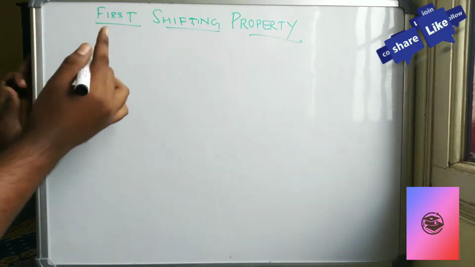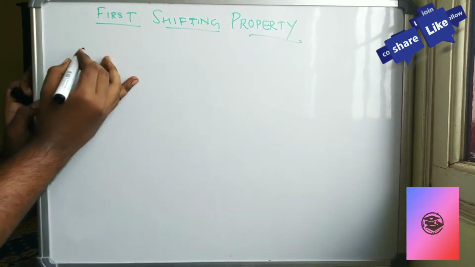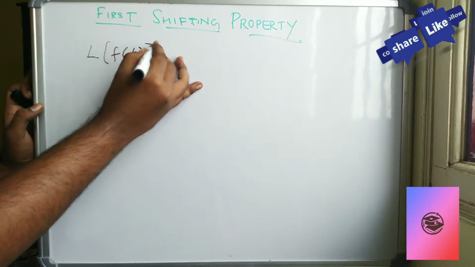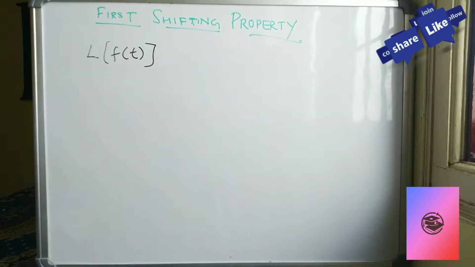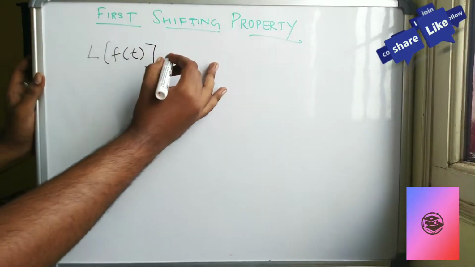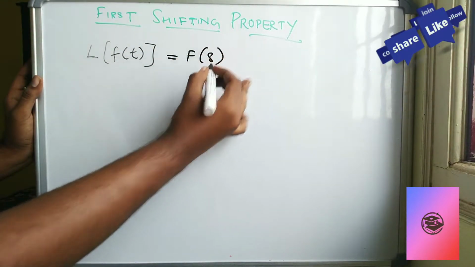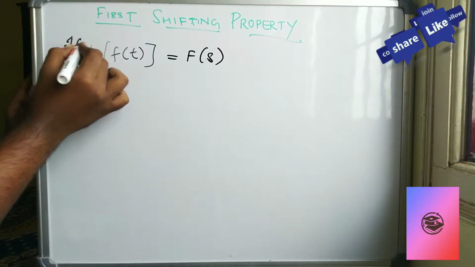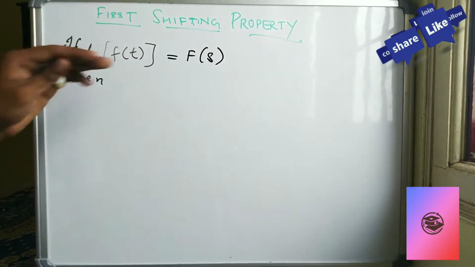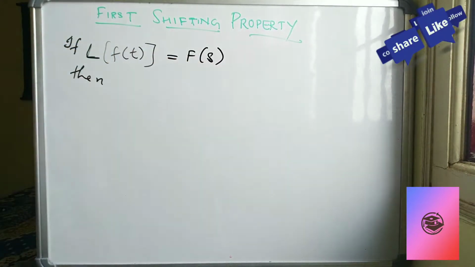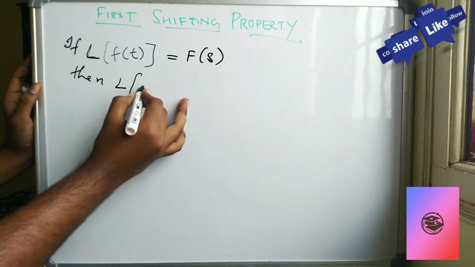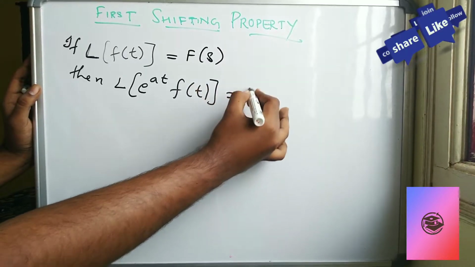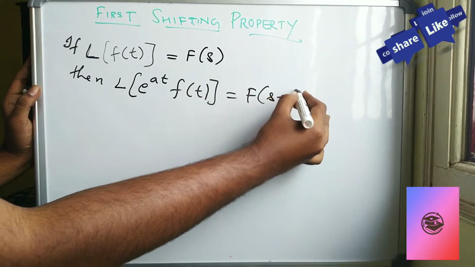Now it states that, suppose we have a function f of t. Laplace transform of f of t is equal to F of s, a function of s. Then if Laplace transform of f of t is equal to F of s, then Laplace transform of e power at into f of t will be equal to F of s minus a.